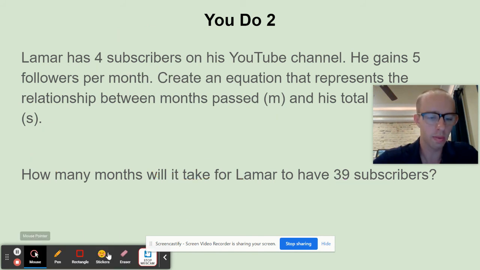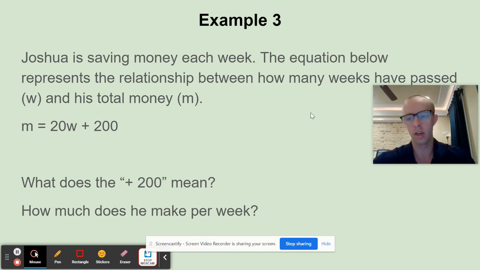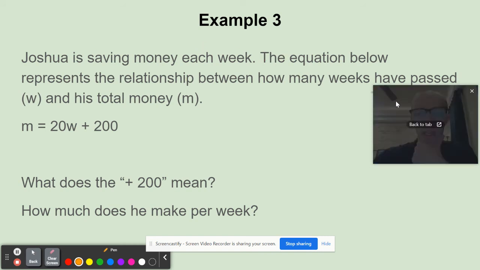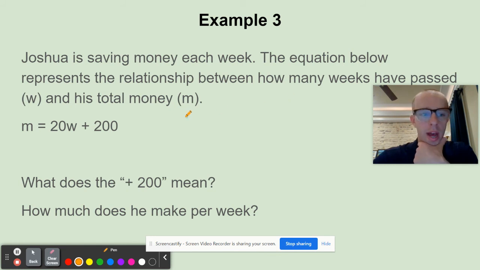All right, one more example in Udoo. They are a little bit different, and so this is really checking to make sure we understand what we're doing here. Not as much math here, just explaining. Joshua is saving money each week. The equation below represents the relationship between how many weeks have passed, W, so W stands for weeks, and his total money, M. M stands for total money.